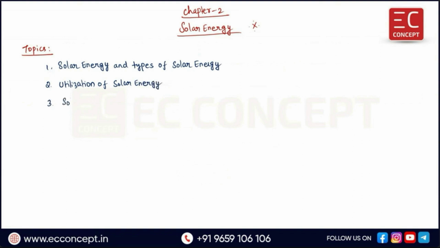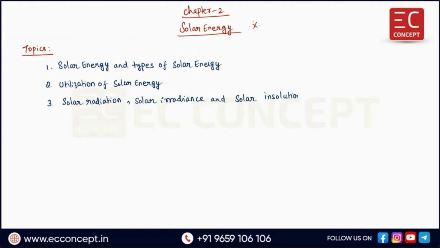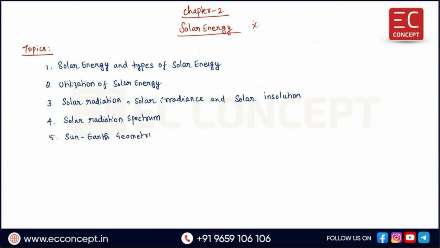Next, solar radiation, solar irradiance and solar insolation. The fourth one, solar radiation spectrum. Next one, sun earth geometry, the geometry of sun and earth.